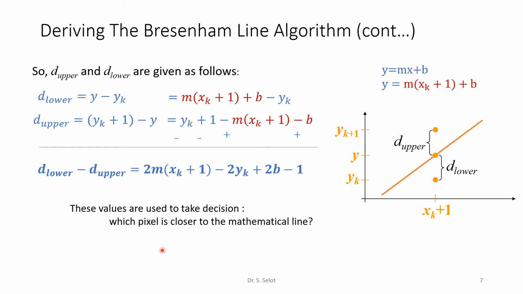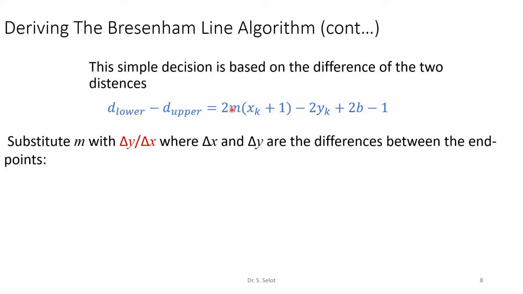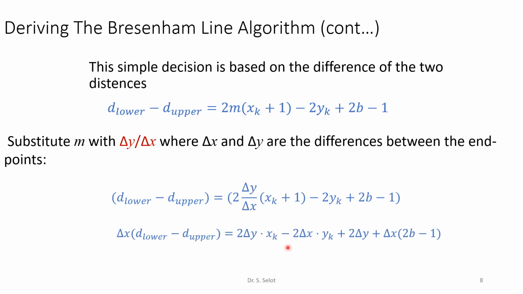This decision parameter is used to take the decision. Now, in this equation, the value of m is substituted with del y by del x. Taking del x to the left hand side and expanding this equation, we get del x into d lower minus d upper as this. In the entire right hand side, 2 del y plus del x into 2b minus 1, this entire thing is taken as a constant c, and the decision parameter equation reduces to this, where c is this complete whole constant value.